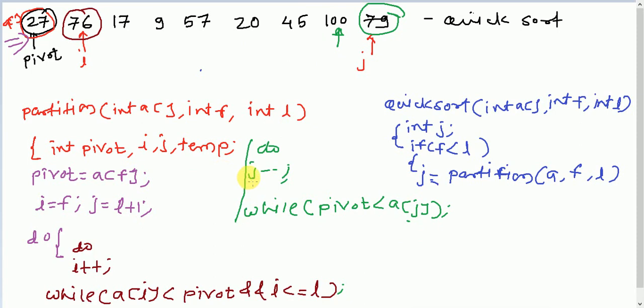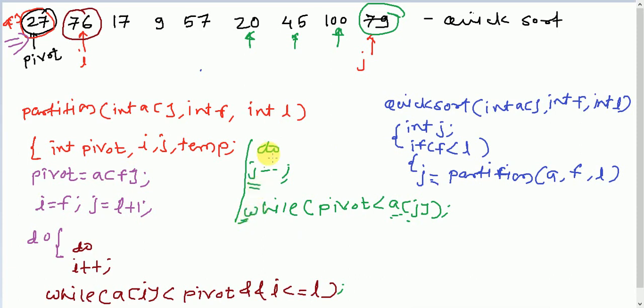Okay, now again we compare. Pivot is 27, A of j is 100. So 100 is greater than 27. Again do j minus minus. So j will point to 45. Then again we will compare 45 with 27. J is still greater than pivot element. J minus minus, j will come at 20. Now here pivot is 27 and A of j is 20. Is my A of j greater than pivot? No. So this while loop will also break.